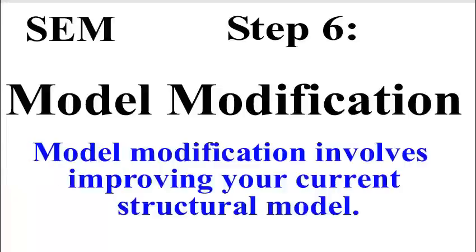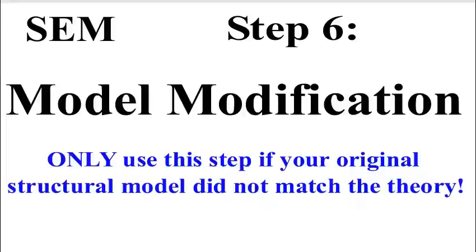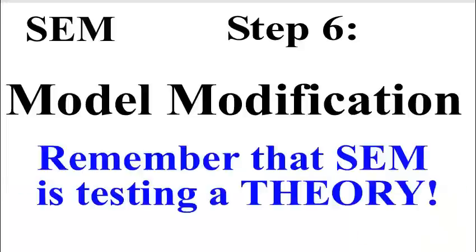But now you've got to remember a few things. The researcher is trying to improve the model. Don't let the software tell you what to do. It might suggest additions of covariances or causal arrows. But again, it should make some kind of theoretical sense to you, and that's what the researcher does. So what you're trying to do is improve the current fit, and of course, you're only going to use this if your original model did not match the theory. Again, don't let SEM tell you what to do. It's using mathematics to test this theory, this causal model, to see if it is a workable model, if it is good at the relationships that it's saying it is.